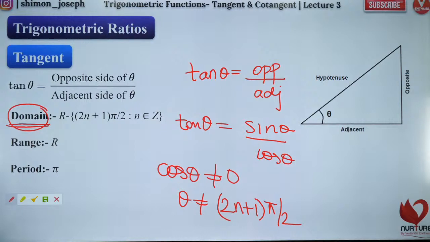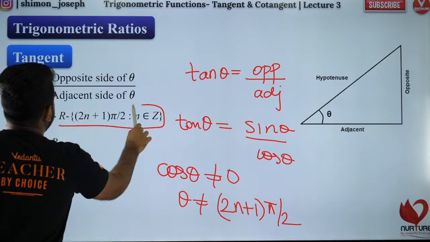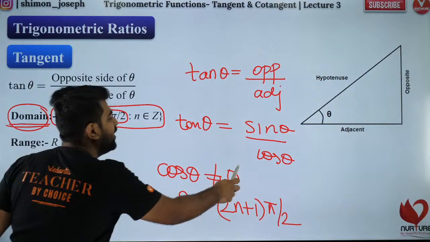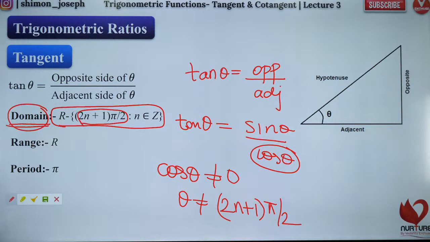So it will be R minus (2n+1) pi by 2. Why do I remove this? I remove this because it is an odd multiple of pi by 2. If it is an odd multiple of pi by 2, the denominator will become 0. I don't want that to happen. Are you all clear with it? Everybody? Fantastic. So that is why the domain is that.